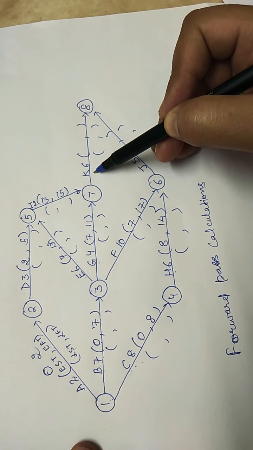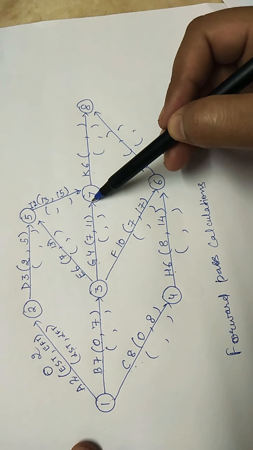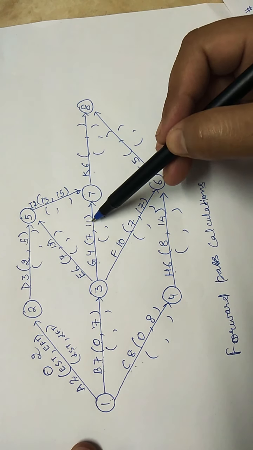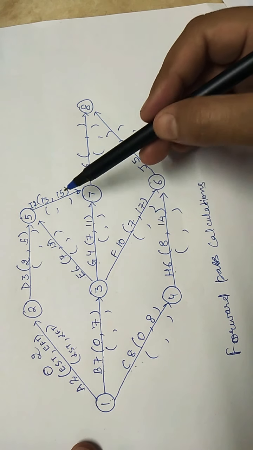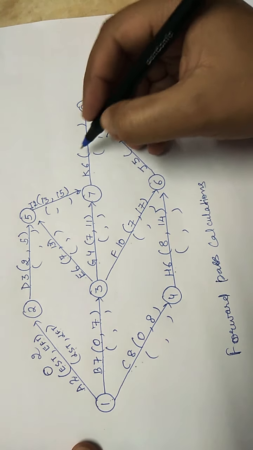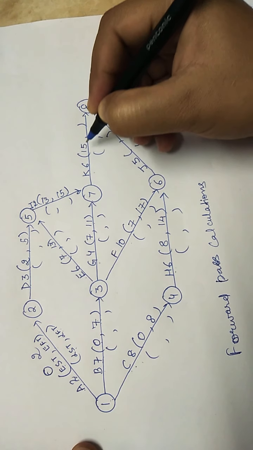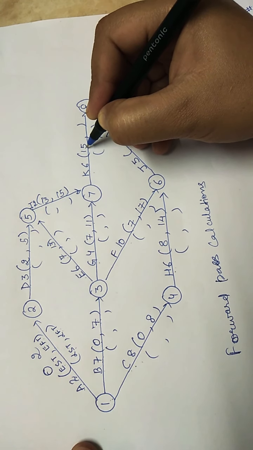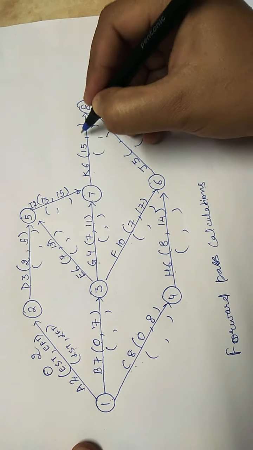For K, again we have to see that these two activities need to get completed. This activity is completing on 11th day while this is completing on 15th day. So K can start only on 15th and it will finish on 15 plus 6, that is 21.